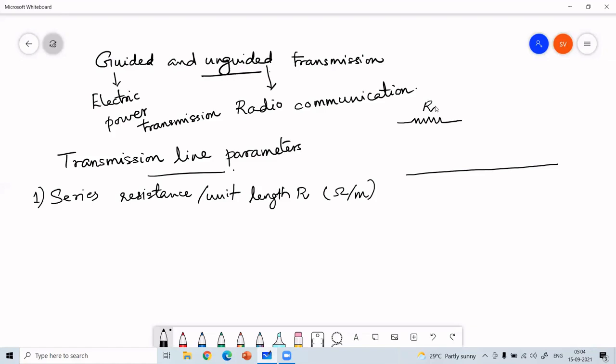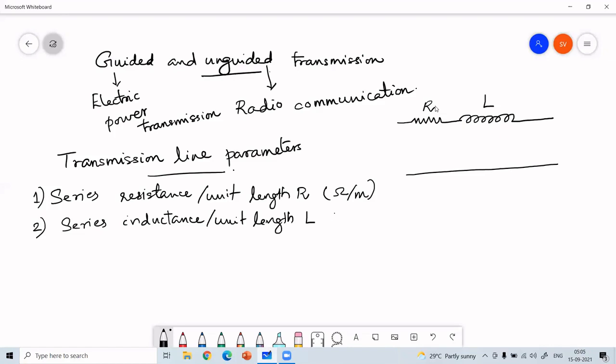Now we know that a current carrying conductor has an associated magnetic field. Both the growth and decay of current are opposed, and hence it possesses an inductance. So I'm drawing an inductor here, inductance L. So the second parameter is series inductance per unit length, capital L, whose unit is Henry per meter.